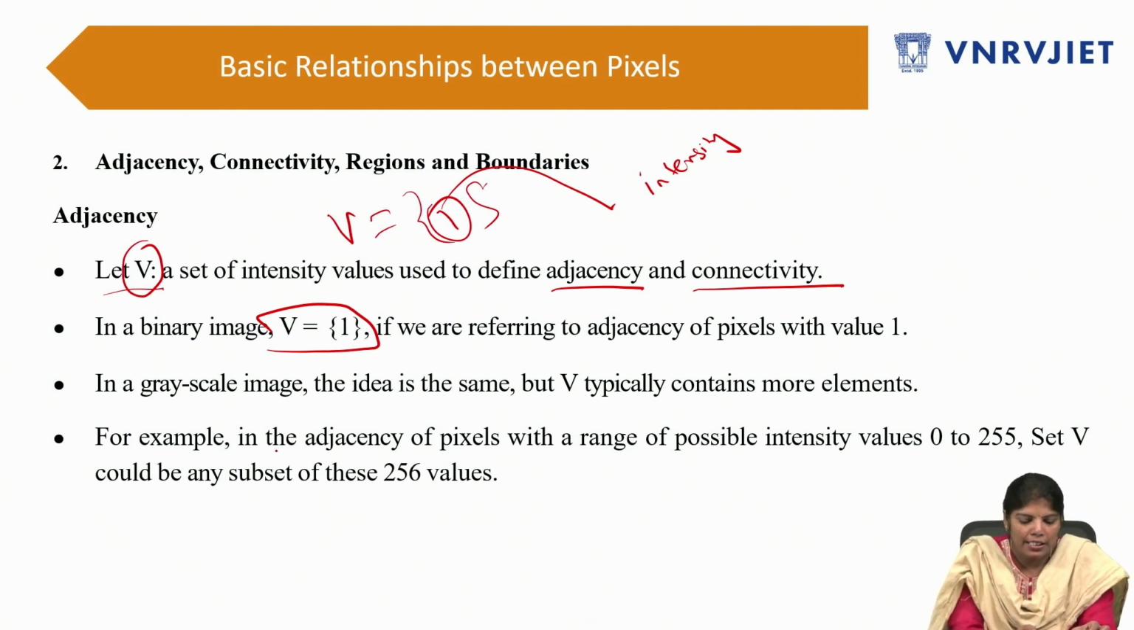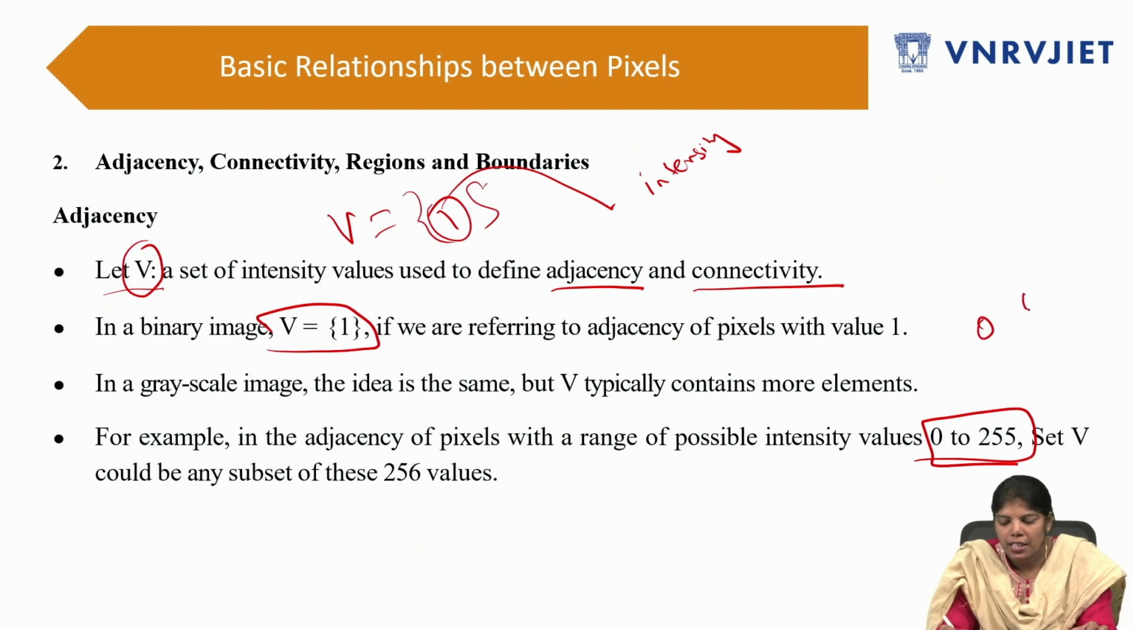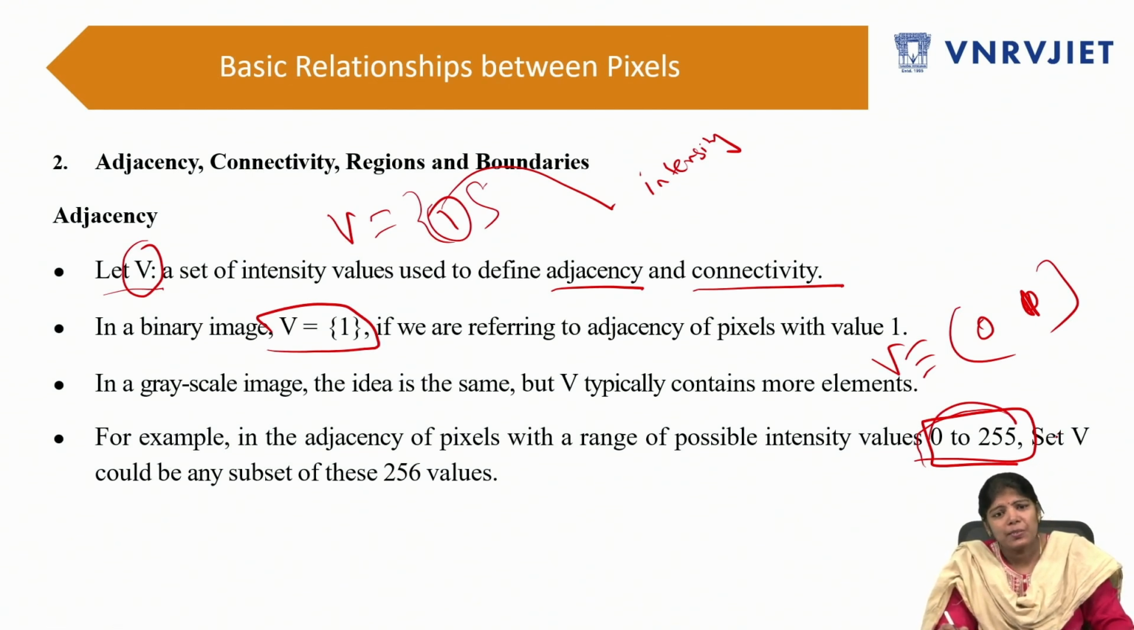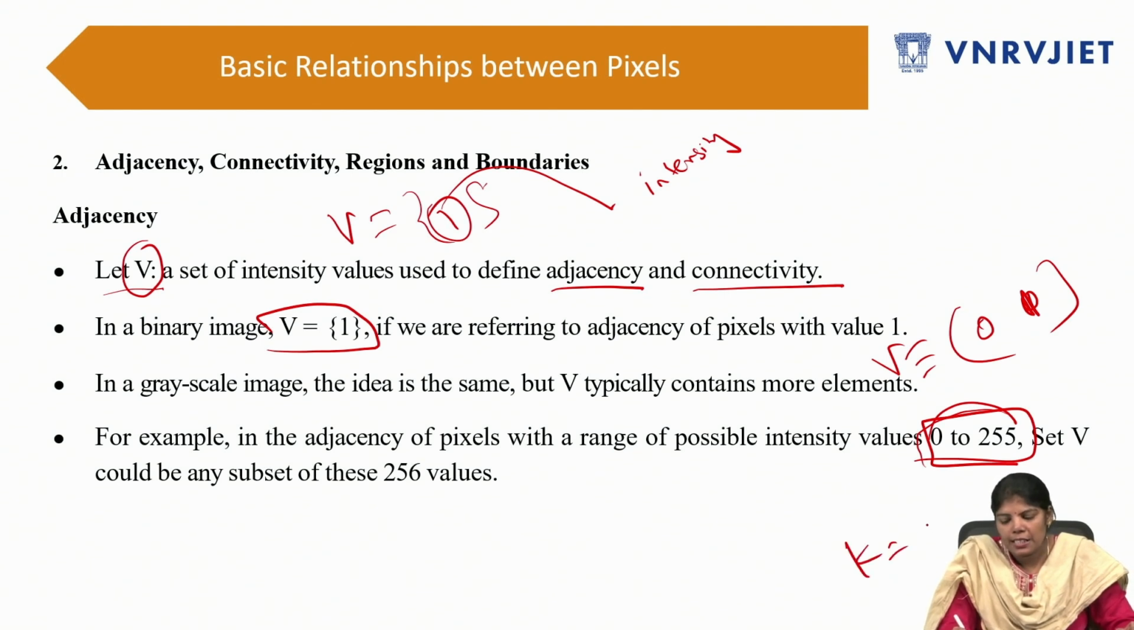You can see the example here. Adjacency of the pixel with the range of values which varies from 0 to 255. If it is black and white, values are from 0 to 1. V can be declared in the 0 and 1 range. But if it is a grayscale image or color image, the values lie between 0 and 255. Why am I always taking 255? Because previously we discussed that the intensity I lies between 0 and 2 power k.